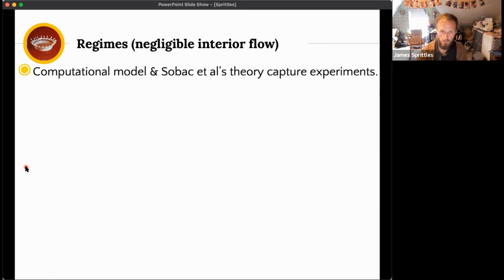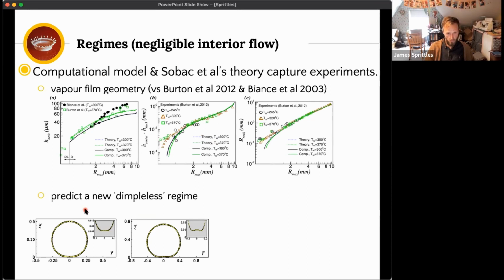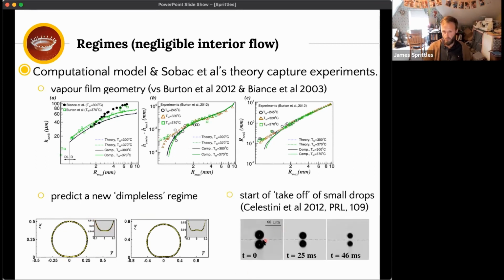So what we'd like to do is compare our model to Sobak's and see how they capture experiments. The basic conclusion is that both of these describe experiments very nicely. In particular, they're able to describe lots of new effects which haven't been seen experimentally, like, for example, dimple-less drops, which you see at very small radii, where you have no change in sign of curvature as you go around the vapor layer. And also this remarkable effect that for small drops, instead of getting closer and closer to the substrate, they actually take off.